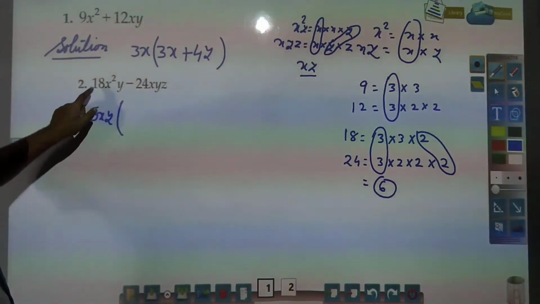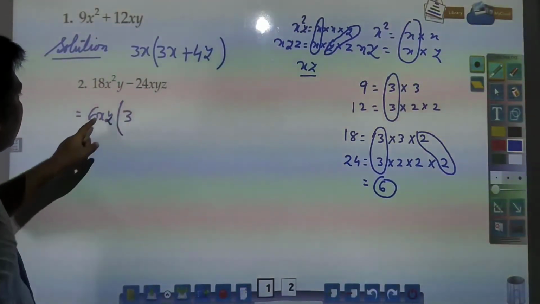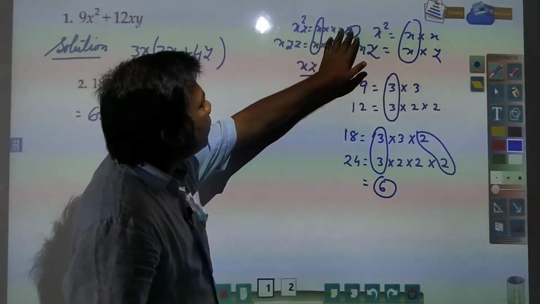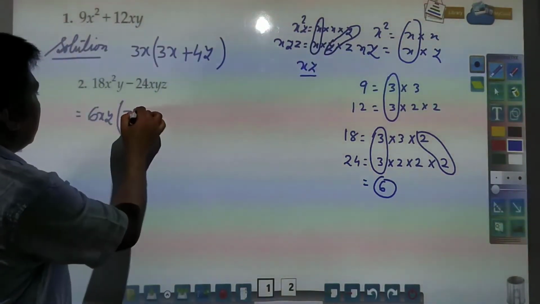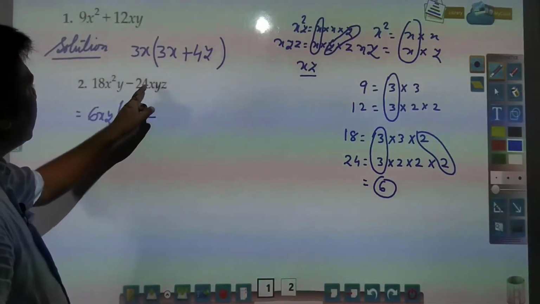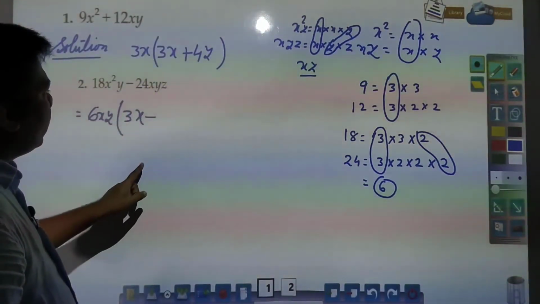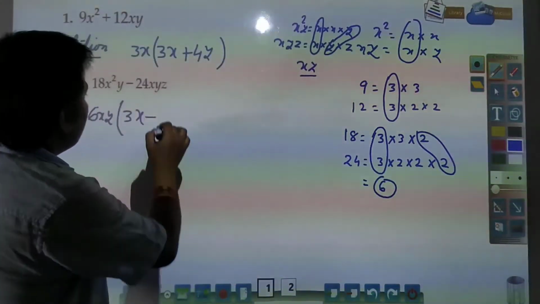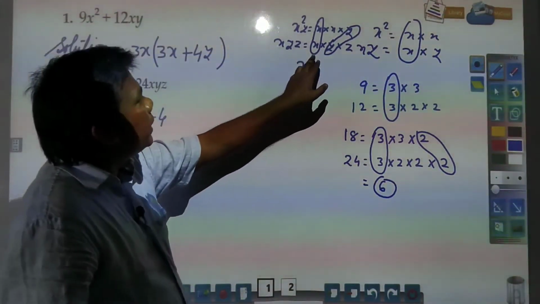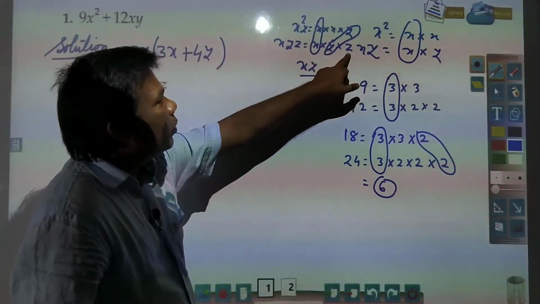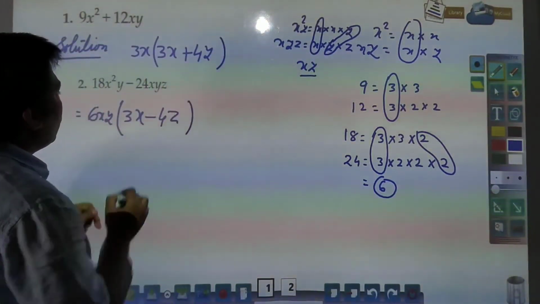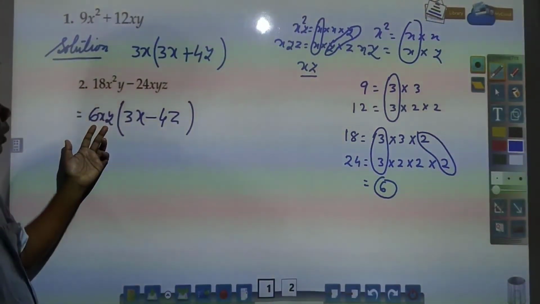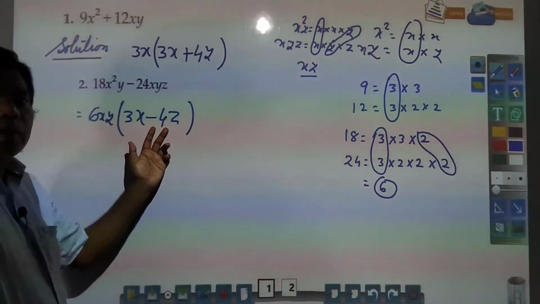6 you have taken out. So 6 3s are 18, you have 3. xy you have taken out. So in x square y, xy you have taken out, you are left with x. Minus, 6 4s are 24. Here you see 6 you have taken out, you are left with 2 2s are 4, 4. And in xyz you have taken out xy, you are left with z. So finally, if you take out common 6xy, you will be left with 3x minus 4z.